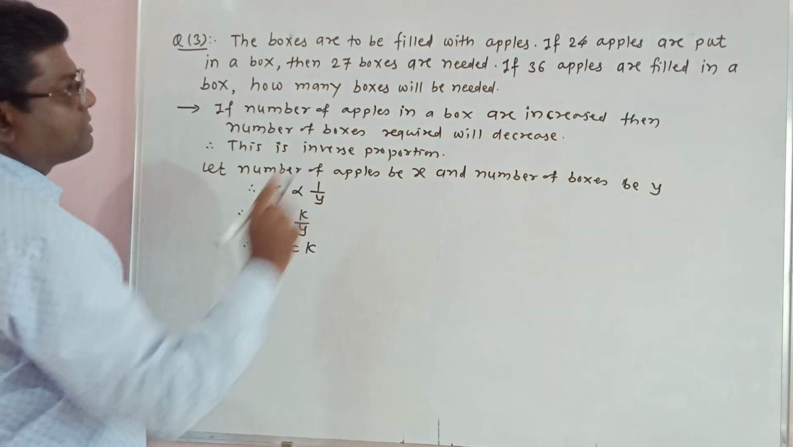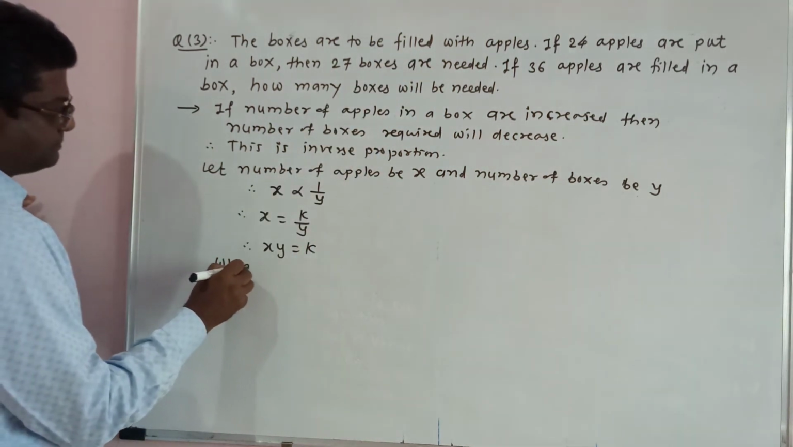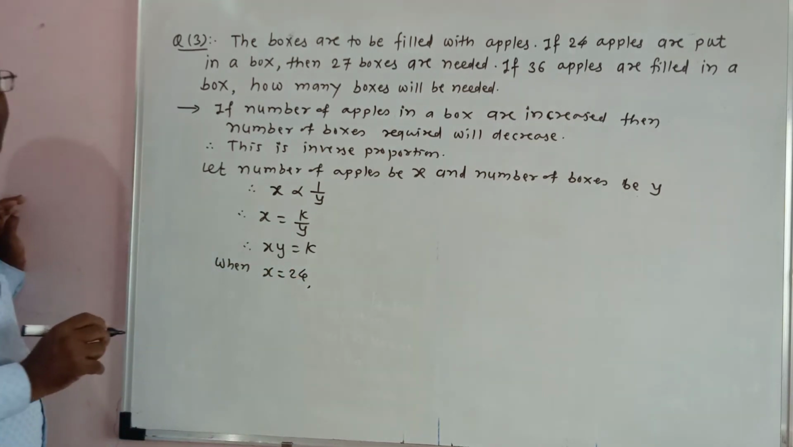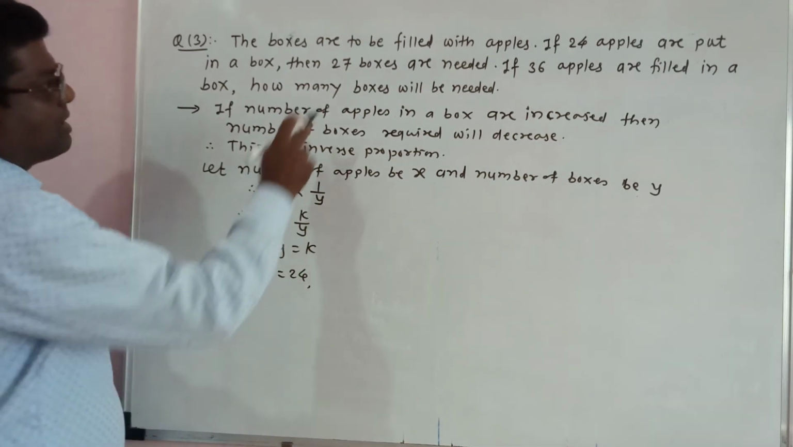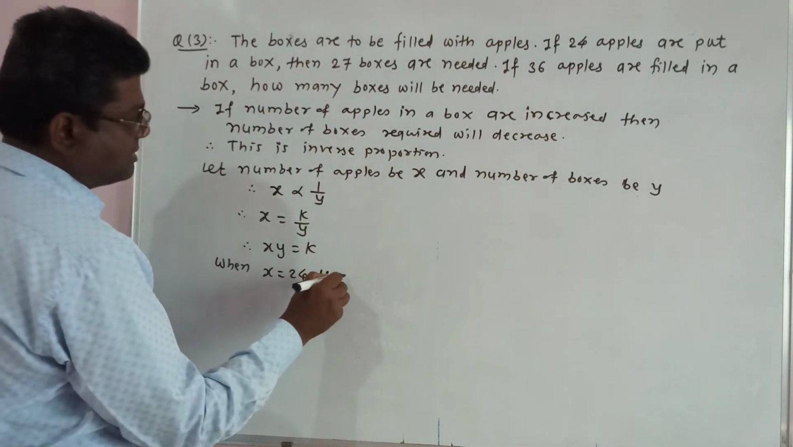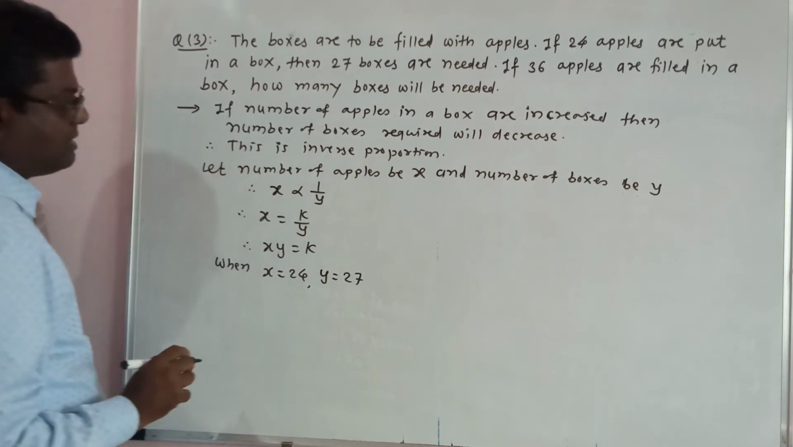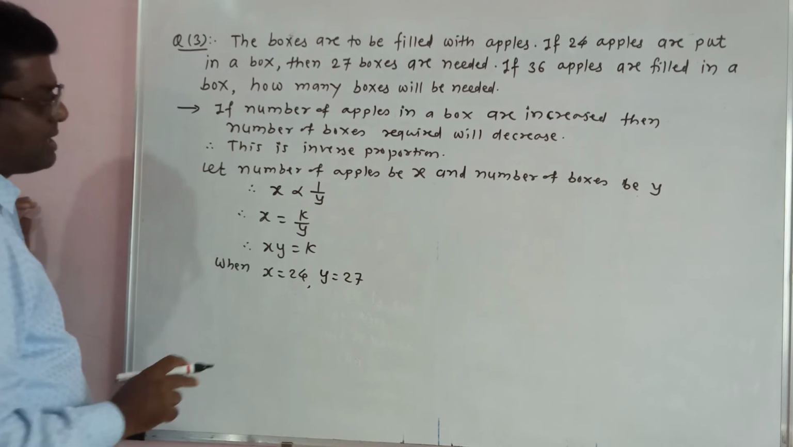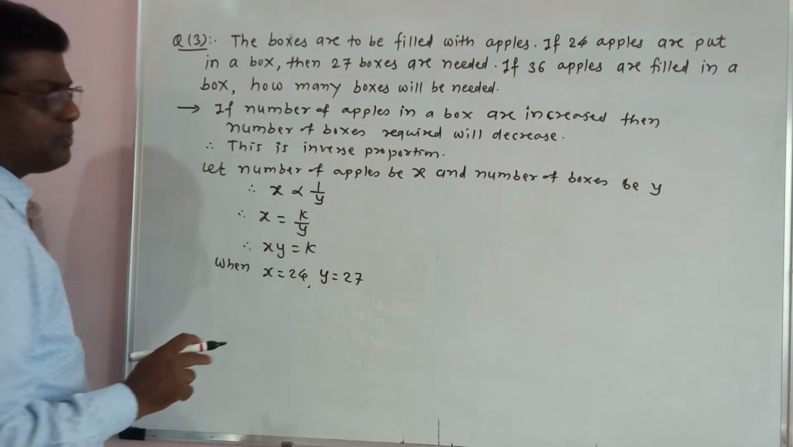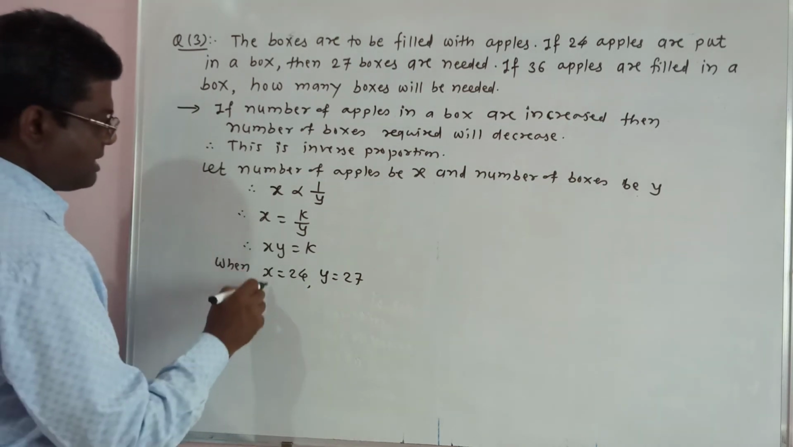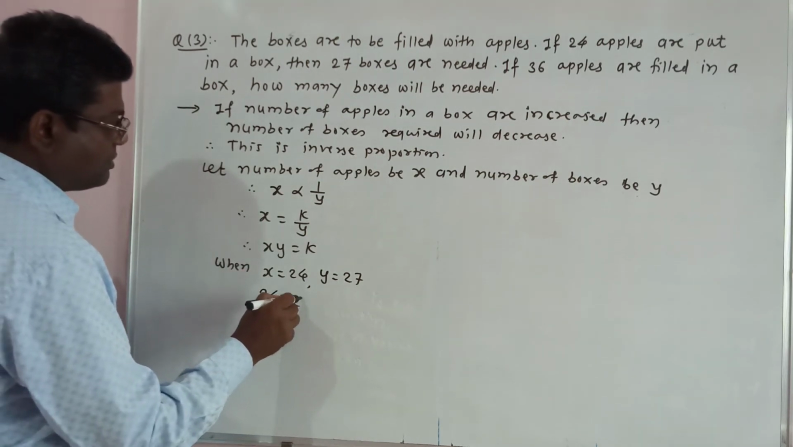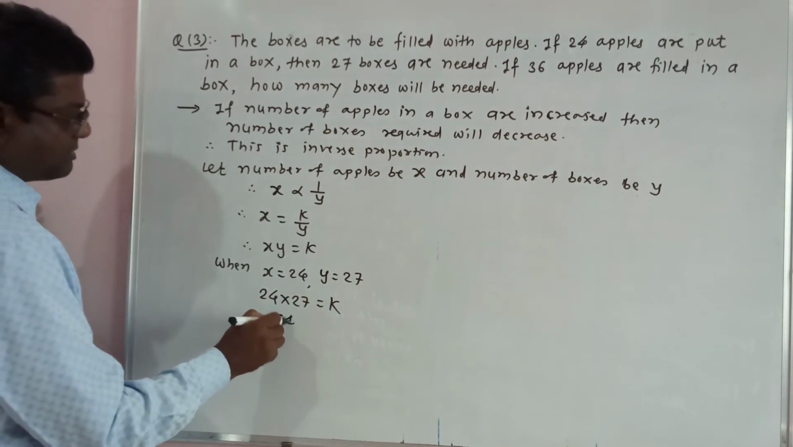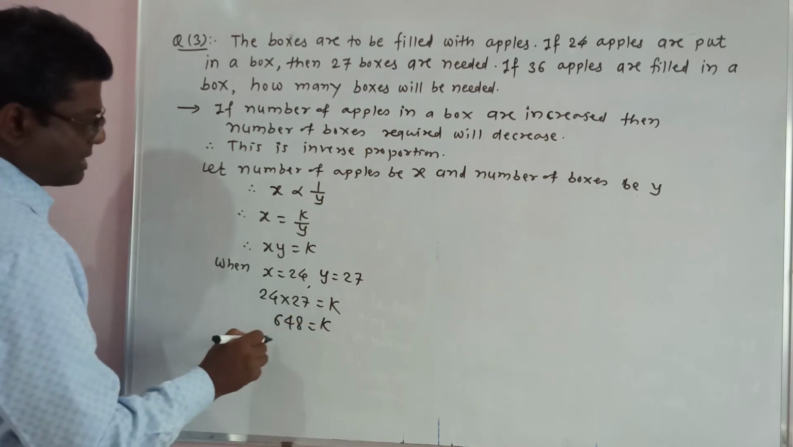Now, when x is equal to 24, that is, the number of apples is 24, then the number of boxes y is equal to 27. So put x is equal to 24 and y is equal to 27 in the above equation in order to find the value of k. Therefore, 24 into 27 is equal to k, and this product will be 648.